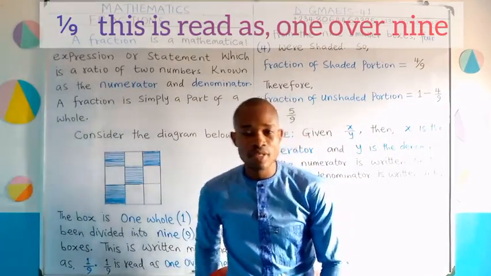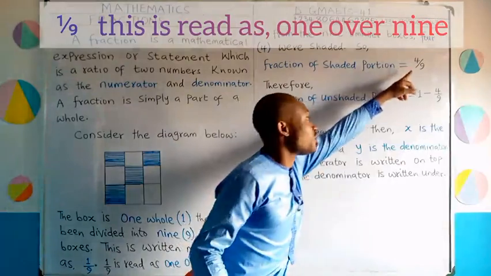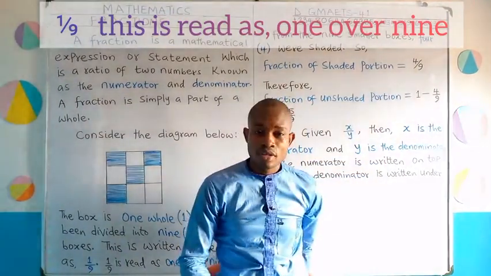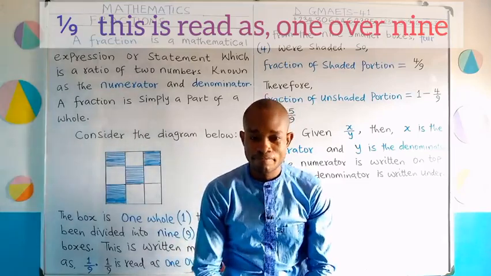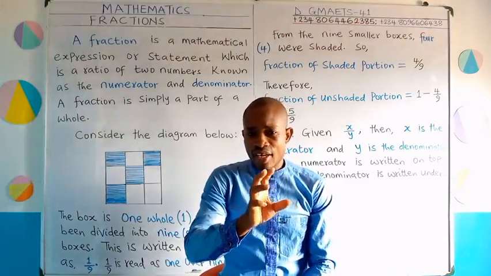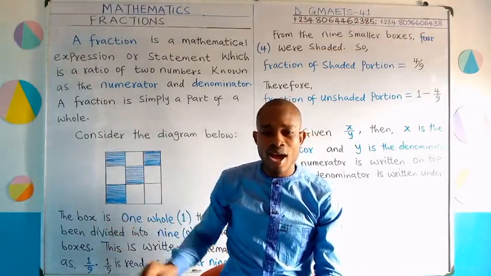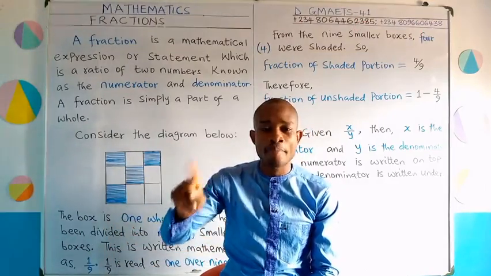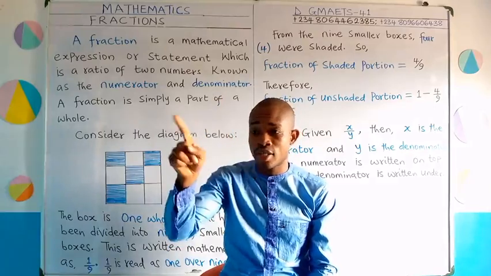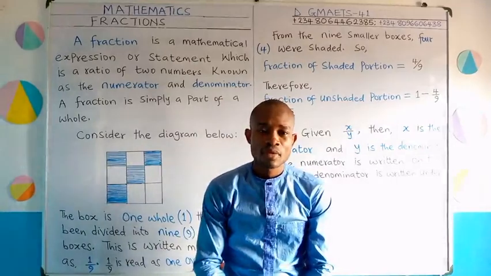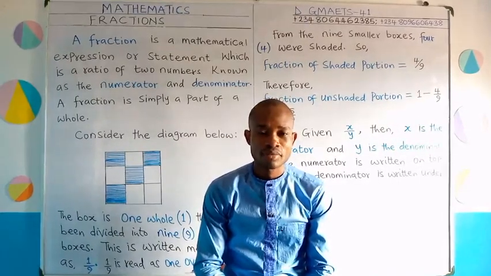Sometimes we use this sign for it, slash. This one, slash sign, is still the same as over. It's still the same as division. Is that okay? Now you see clearly that I have one whole box here, and this one whole box, I divided it into 9 parts, and we said you are going to write it as 1 over 9. That 1 over 9 is a fraction. Is that okay? That 1 over 9 is a fraction.